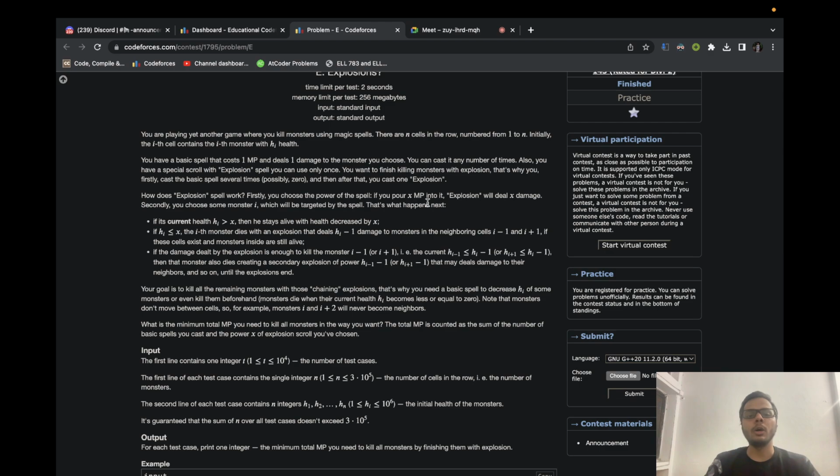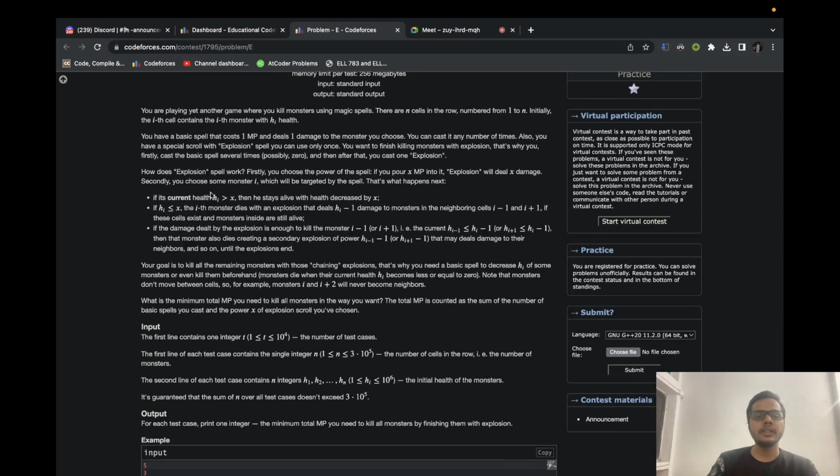And you can do an operation and you can decrease the health of any monster by exactly one. And a monster dies if its health becomes non-positive. So if its health becomes zero, it dies. But here's the catch: you have another type of operation which is called the explosion operation. So what the explosion operation does is that you choose an index for this explosion operation. An explosion is defined by two values, an index and a number x.